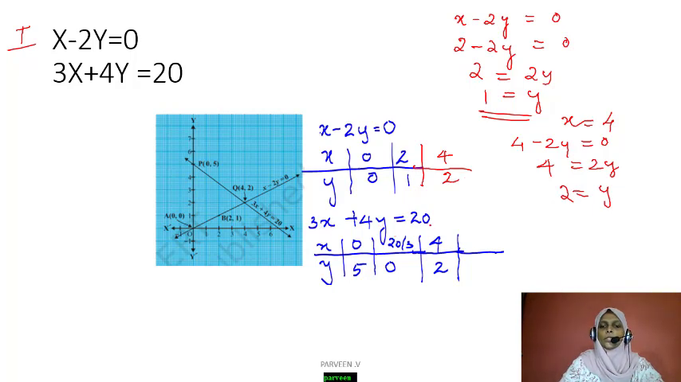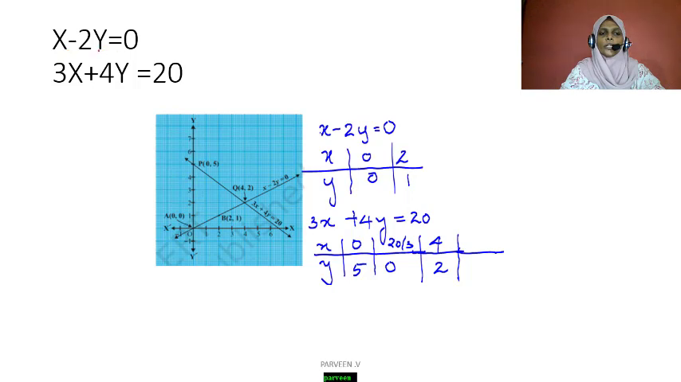Same way, 3x plus 4y is equal to 20. x is 0, so this becomes 0. Plus 4y is equal to 20. So 4y is equal to 20. So y is equal to 5. So we get the point 0, 5. When y is 0, I get the value 20 by 3. Though it's not a whole number and not easy to mark on the graph, the solution still holds. So you can write it in the table. Same way, if I put x is equal to 4, that is 3 into 4, 12 plus 4y is equal to 20. 4y is 20 minus 12.